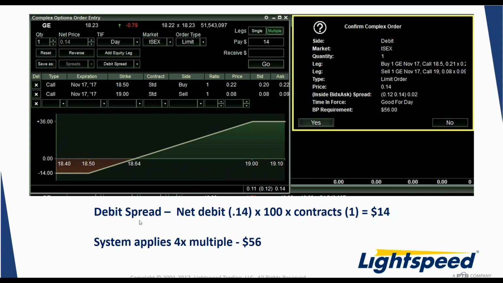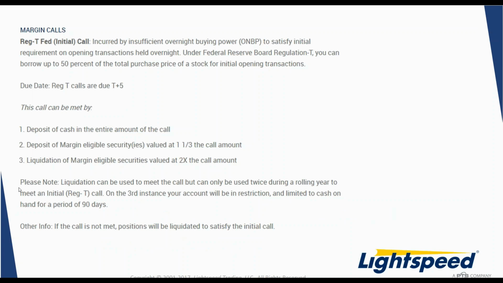Okay, going to move on to margin calls here. So now that we know some of the margin calculations, we're just going to discuss some of the margin calls. So the initial call is also known as a Reg T or a Fed call. This is incurred by exceeding your overnight buying power. If you are holding more stock overnight than what your account balance can maintain, under the Federal Reserve Board Reg T, you can borrow up to 50% of the total purchase price of a marginable stock for initial opening transactions.